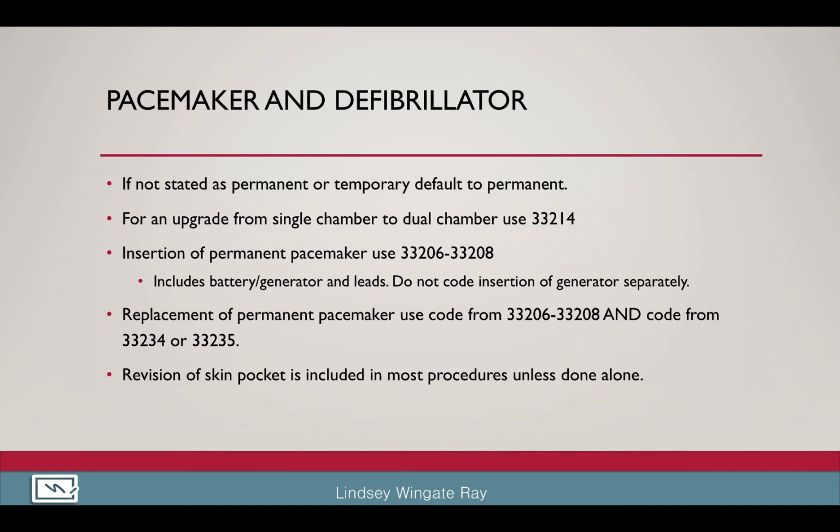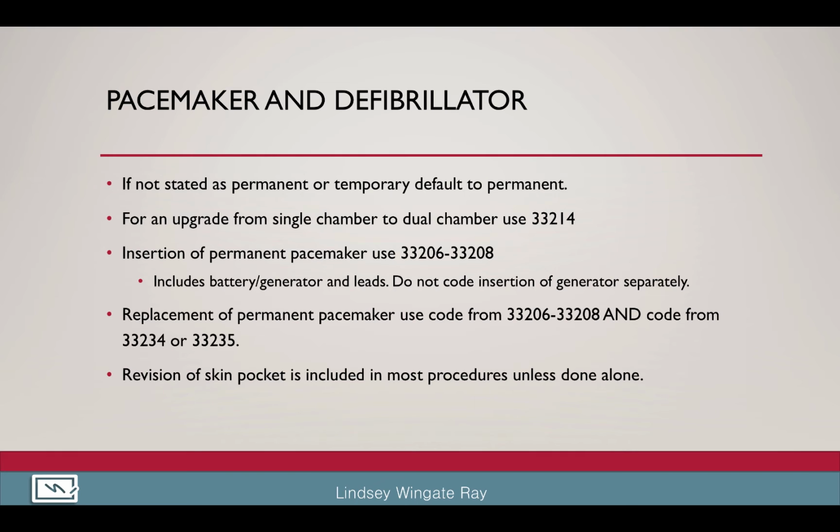Some guidelines that you need to know and write in this section are: if the pacemaker or defibrillator system are not stated as permanent or temporary, you should default to permanent. For an upgrade from a single chamber system to a dual chamber, meaning in both chambers, you should code 33214. For an insertion of a permanent pacemaker, look at codes 33206 through 33208. These codes include the battery, generator, and leads. Do not code insertion of generator separately.